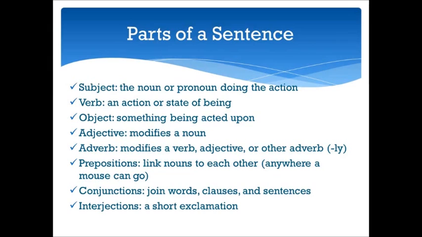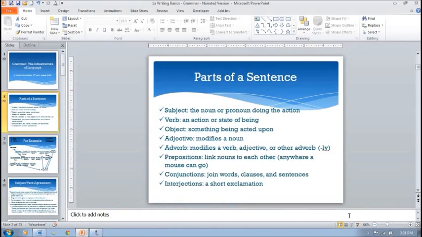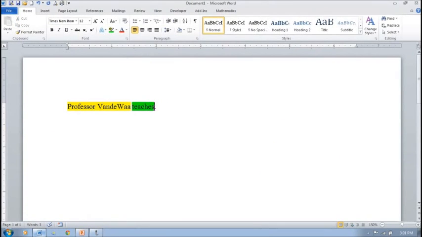So usually an object is whatever is receiving the action of the verb. So the subject will be doing something to an object. So let's go ahead and add an object into our sentence. If we take a look at this, we'll say who Professor VandeWaa teaches. Who does he teach? Professor VandeWaa teaches his students. Highlight that in a different color as well.